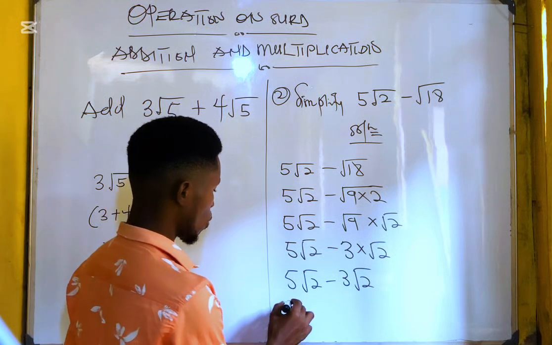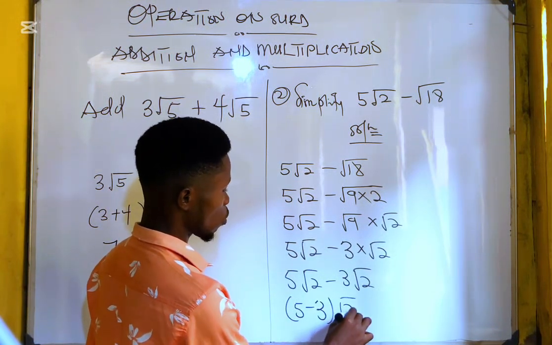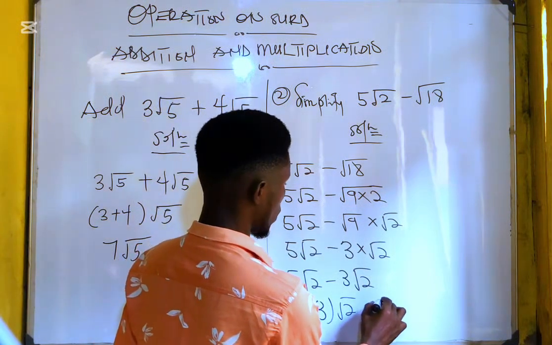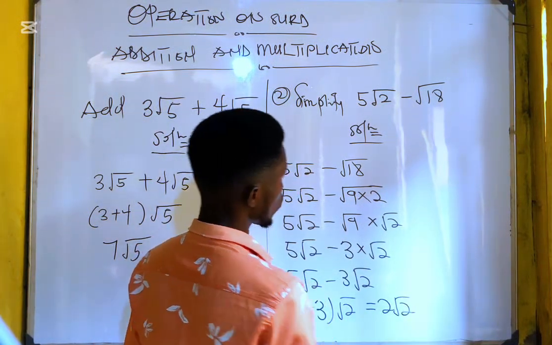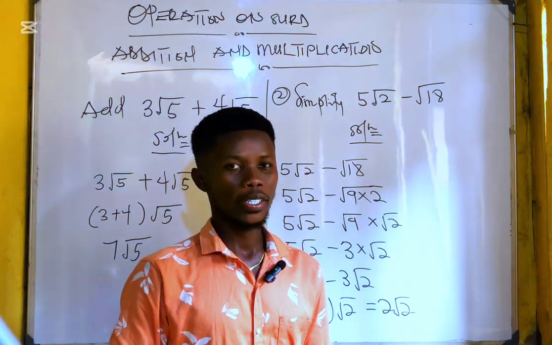So I can subtract by writing it as 5 minus 3 root of what? 2. And this will give us 2 root what? 2. Is that okay? Yes. So now let's look at another example.